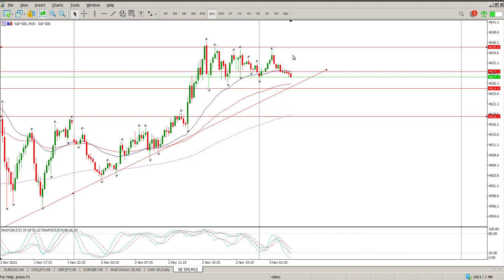I suspect if it does pull back, it's going to find structure somewhere. It's just going to offer a better opportunity to buy. If it does break, I'd be looking for a retest. I'm not really wanting to chase the break. So this is a situation of just be calm and wait for it to play out before you start jumping into it. Anyway, that's my view at the moment.